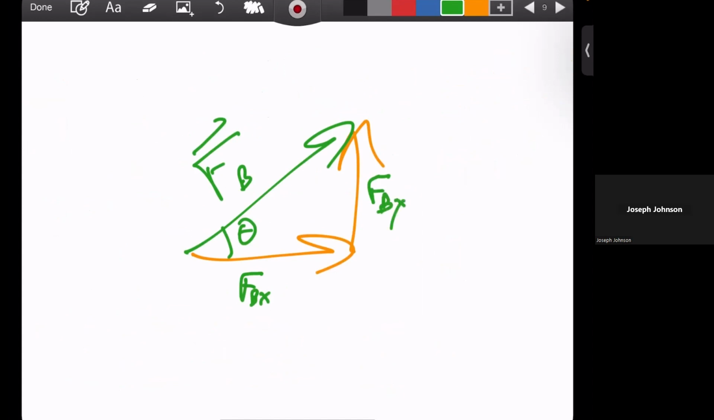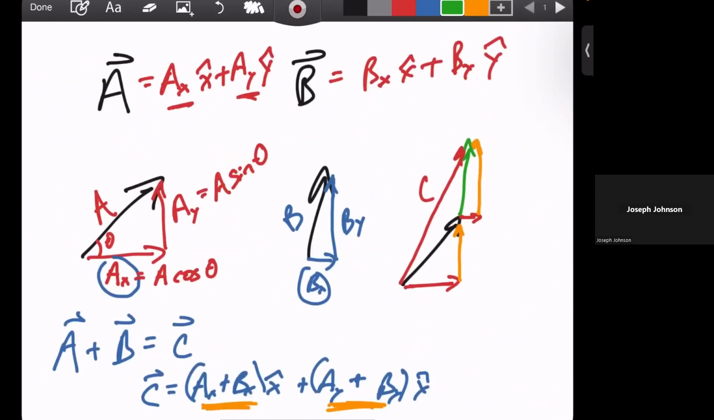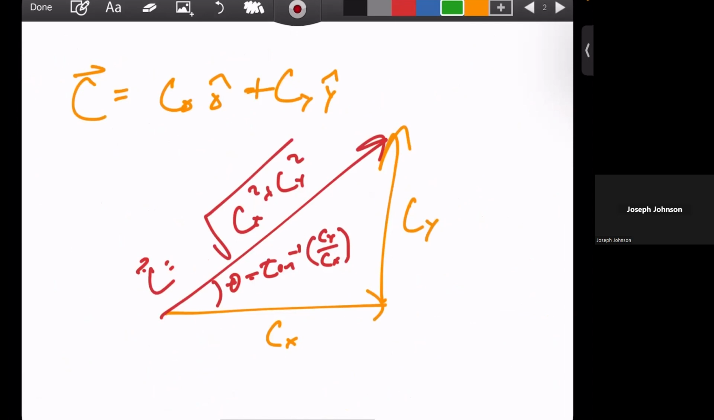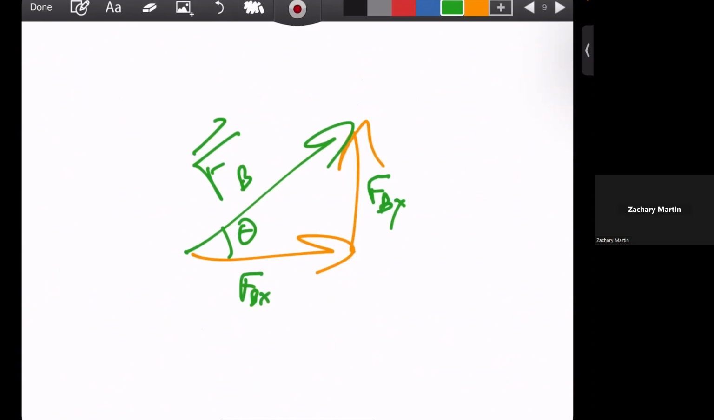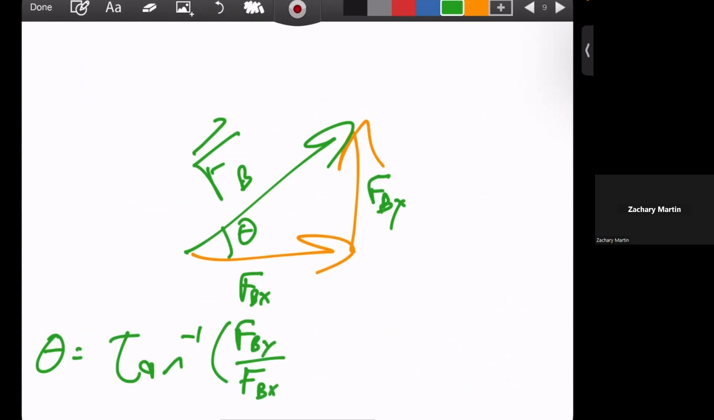Once I have an X component and a Y component, I have two sides of a right triangle. The third side, the hypotenuse, is just the square root of FBX squared plus FBY squared. And the angle is the inverse tangent of FBY divided by FBX. It's what we did way at the beginning. So for theta, it's tan inverse of opposite over adjacent. Hypotenuse.